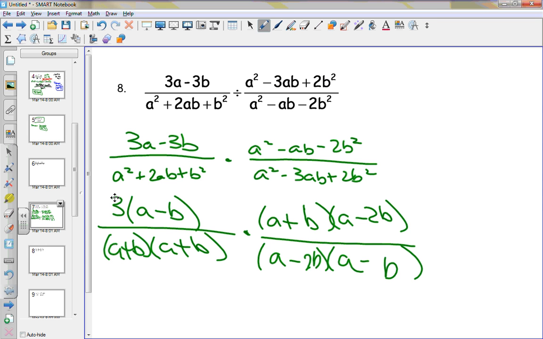Now, since there are 2 letters, are you listening? Since there are 2 letters in the denominator, I do not find the domain. Okay? I'm not going to ask you guys to find the domain with 2 letters.